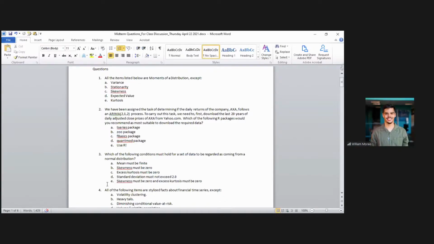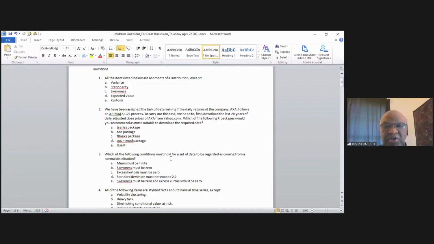Okay. So the third question is, which of the following conditions must hold for a set of data to be regarded as coming from a normal distribution? For a normal distribution, you just have to think for a second. What are the things we discussed as the conditions for a normal distribution? Andrew just told me, somebody told me E. Yes, so E is the correct answer. Skewness must be 0 and excess kurtosis must be 0. Okay?